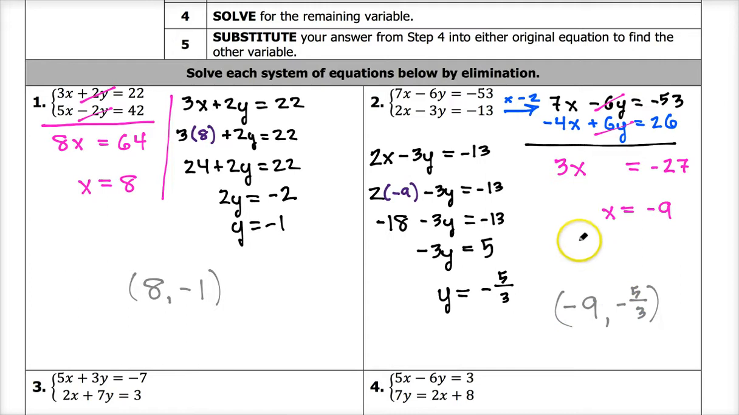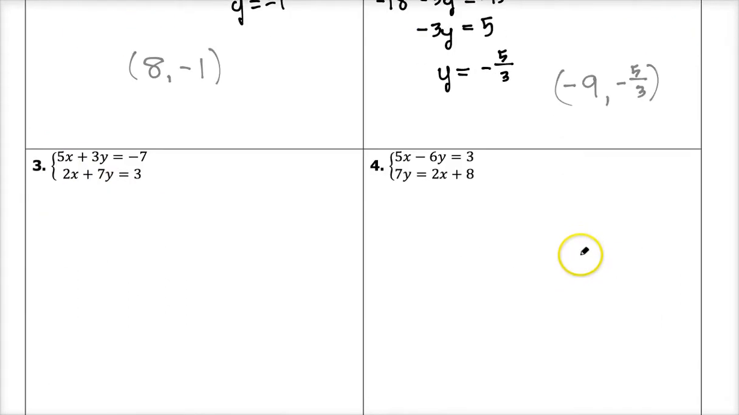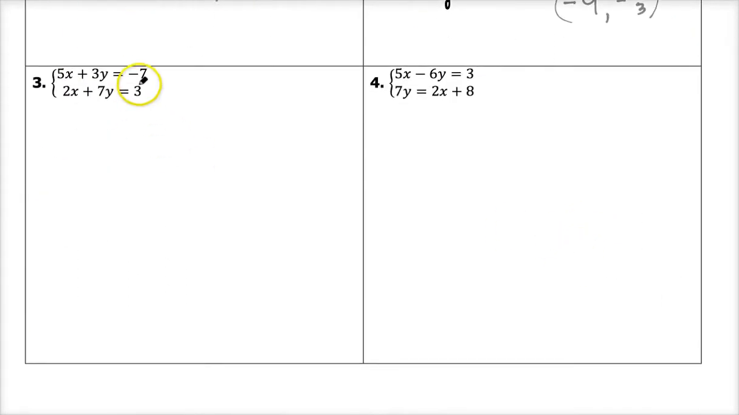Okay, number 3. 5x plus 3y equals negative 7, and 2x plus 7y equals 3. So this time I'm going to have to multiply both equations in order to get opposite coefficients, and my choices are either the 5 and 2 on the x's or the 3 and 7 on the y's. Well, I know the LCM of 5 and 2 is 10, so I'm going to choose the x's to eliminate in this case.